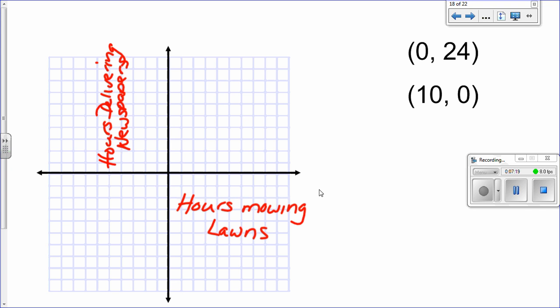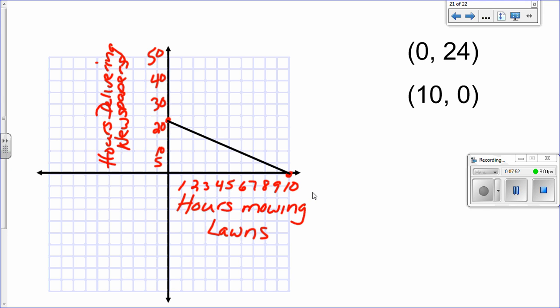When you graph these, you need to make sure that you use the appropriate labels, not only for the sides here, but also when you number your axis. In this case, I numbered down here by 1s, and because our y value was 24, I numbered up here so that every box was worth 5. Now we're going to plot our 2 points along the axis, (10, 0) and (0, 24), and you're going to connect a line between the 2 of them.